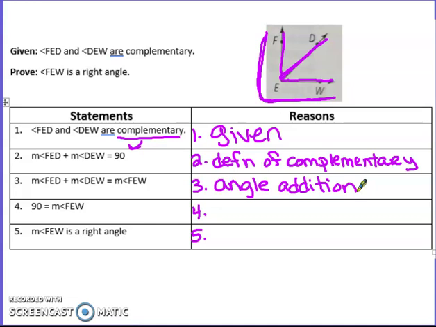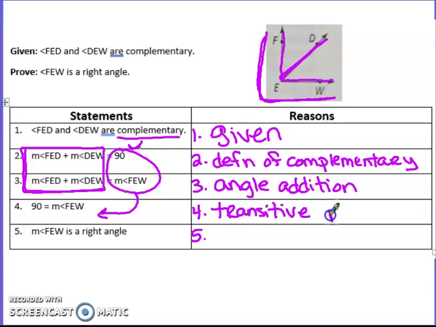Now, if you notice in steps 2 and step 3, both of them have the same beginning part. Since these two parts are the same, we can set the next two parts, which is my 90 and angle FEW, equal to each other. Your reasoning is your transitive property. We can call this A is equal to B and B is equal to C. Well, the B's cancel each other out and you're left with A is equal to C.